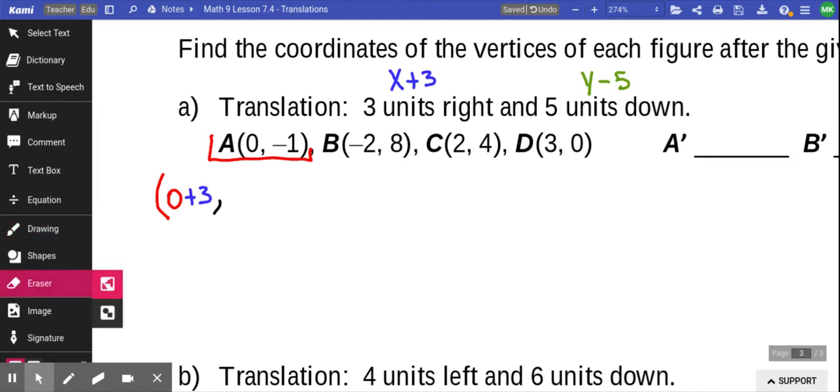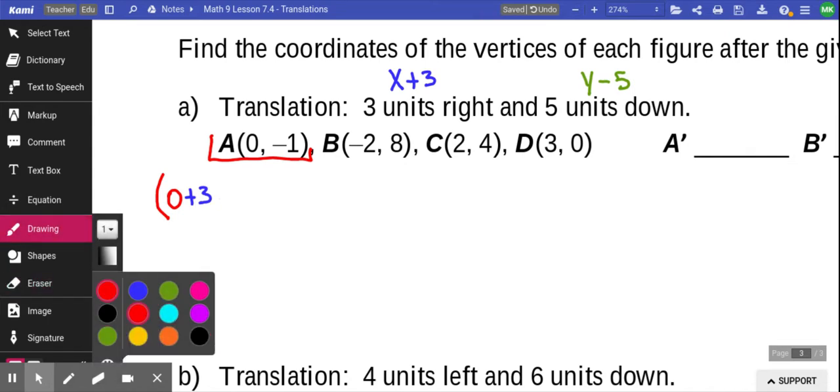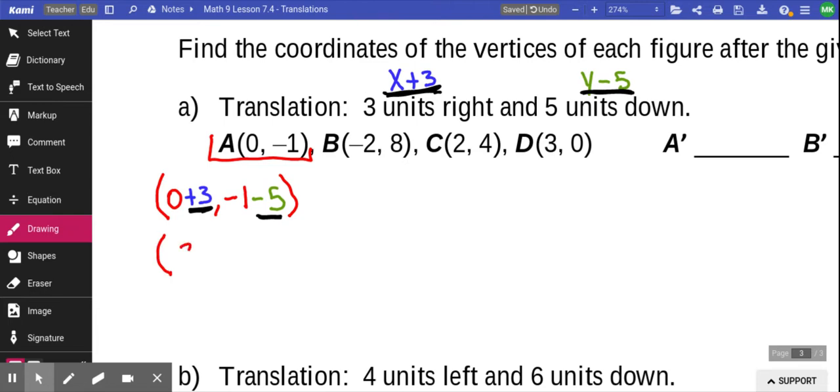Then I want to take my Y value of -1, and I want to subtract 5. That is doing exactly what I set up here. Take my X value, add 3. Take my Y value, subtract 5. And then calculate where your new point is. It would be at 3, -6. That is where A prime is. So I can fill that in. It's at 3, -6.